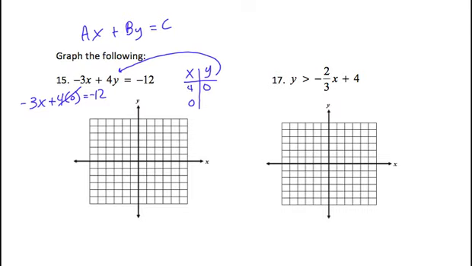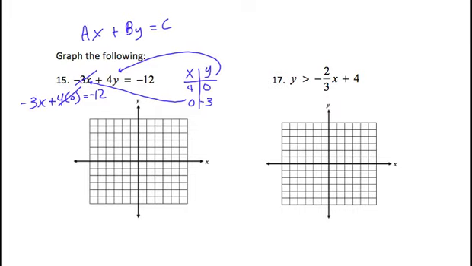Now let's go ahead and do the same thing for finding my y-intercept, where x is 0. Well, if we plug x in here, negative 3 times 0 is going to be 0. That term is essentially going to drop out, and I'm left with this equation: 4y is equal to negative 12. Well, the y value that I would need there would just be negative 3.